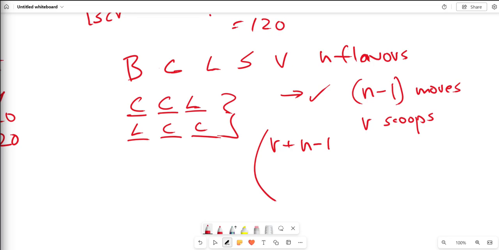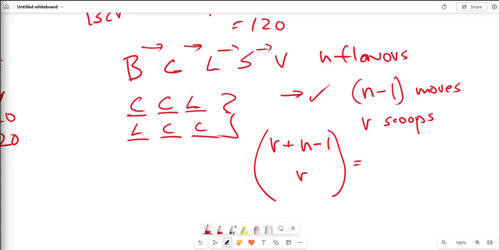It's going to move, let's say it might go, move 1, pick 2 scoops of chocolate, move 1, pick a scoop of lychee, and then move. So that's basically going to be a move, 2 of this, move, 1 of this, move, 1 of this, move. And so you just need to find how many combinations of this robot movement are possible, which is R plus n-1. And you will pick R from this.